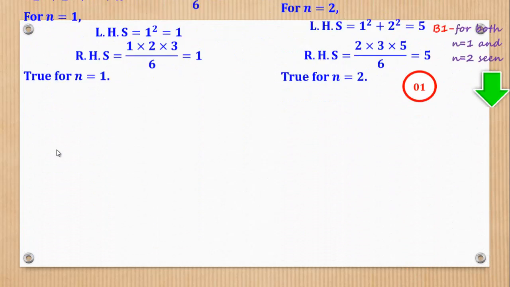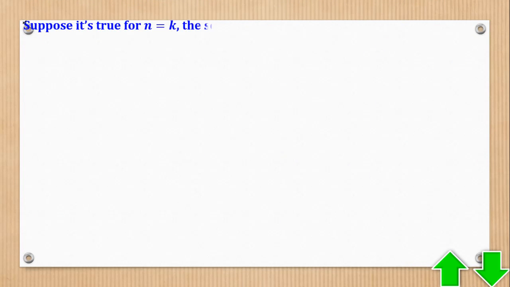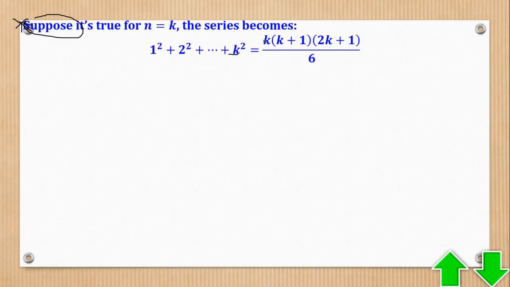Then next will be the assumption. Suppose it's true for n equal to k, then the series becomes that, where there is n you put k. Each time there was n you put k. Then for n equal to k plus 1, here we have to prove. Here it was suppose, that's what we just wrote. But here we don't just write. We have to show that left hand side is equal to right hand side.